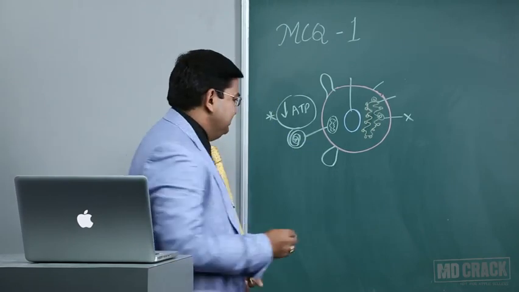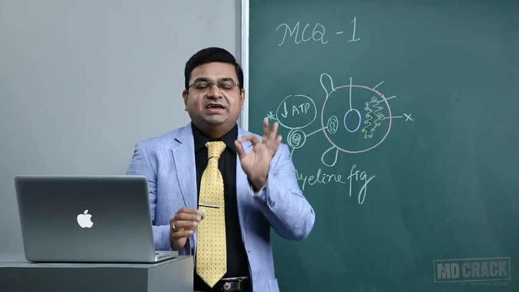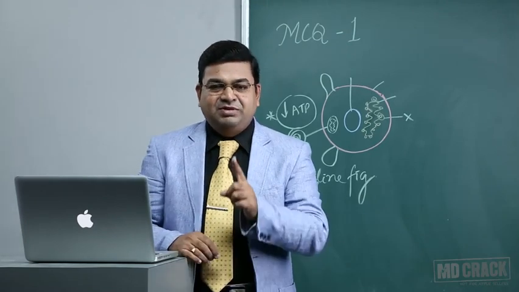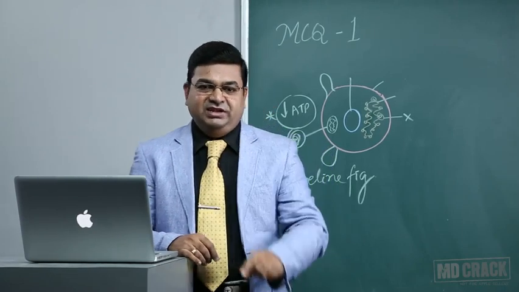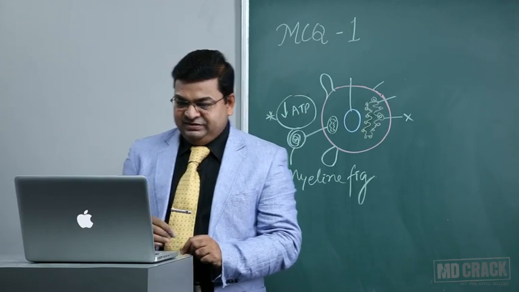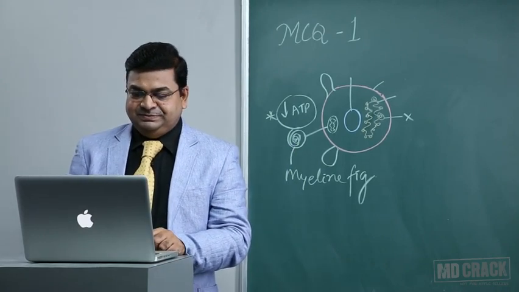Myelin figures. Remember, myelin figure formation indicates irreversible cell injury. That is an irreversible cell injury change that is not seen in reversible cell injury. So the answer should be A, formation of amorphous densities in the mitochondrial matrix, right?